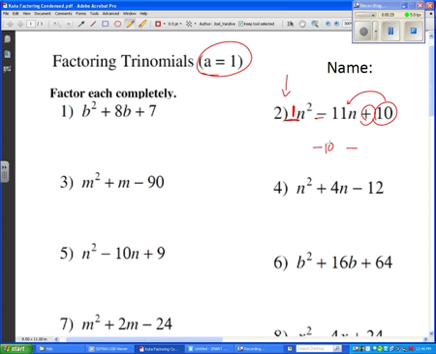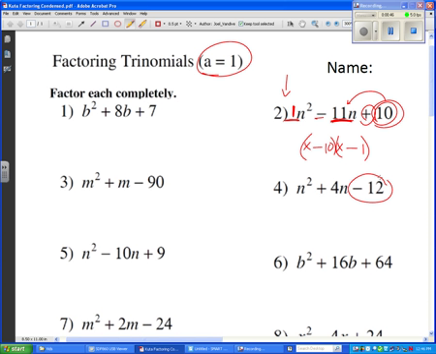Well, 10 doesn't have many factors. Let's erase that, apologize. 10 and 1. If I were to FOIL this out, I would get negative 10, negative 1 on the inside, and they multiply to get positive 10. Let's do the next one.